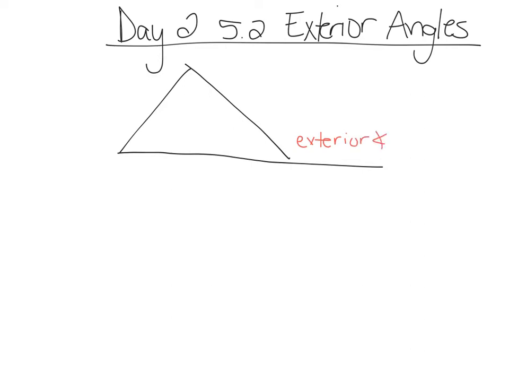An exterior angle of a triangle is formed whenever a side of a triangle is extended to form an angle that is supplementary to the adjacent interior angle. And so here's that vocab word right here. This is the adjacent interior angle.